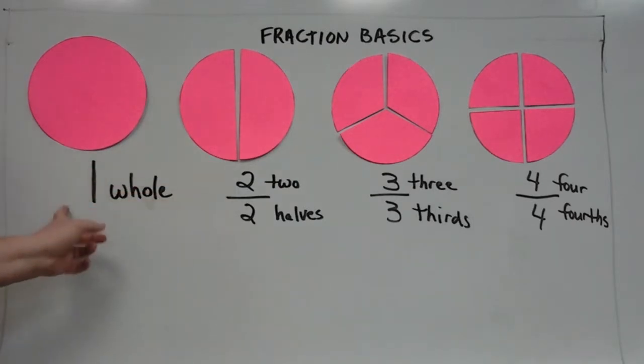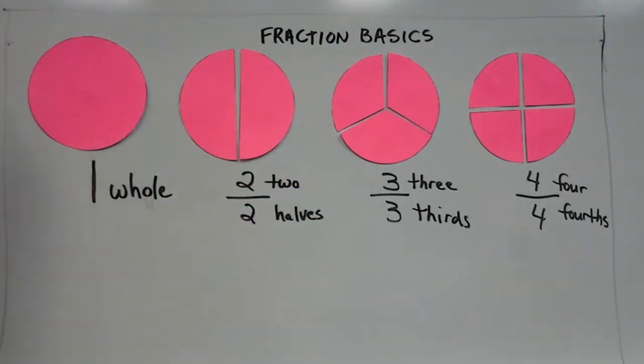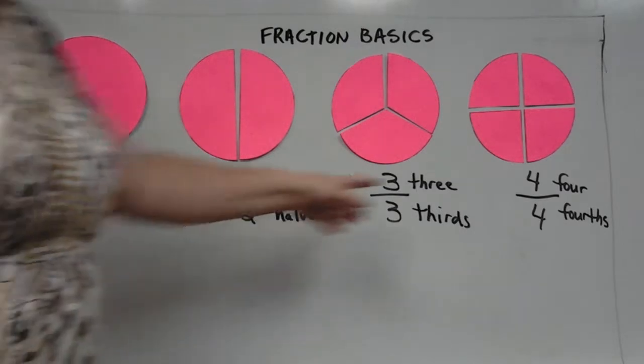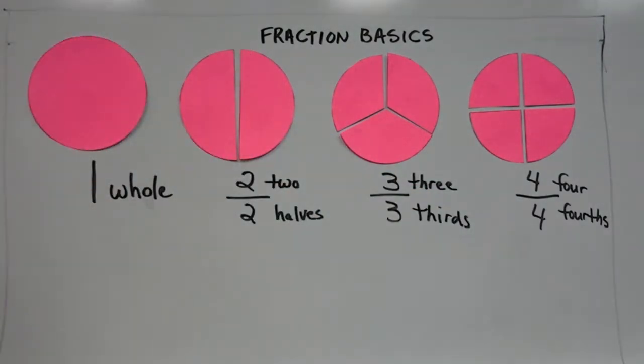Isn't 2 over 2 the same as 1? Yes. How about 3 parts? 3 over 3, that's 1. How about 4/4? 4 over 4, that is still 1.